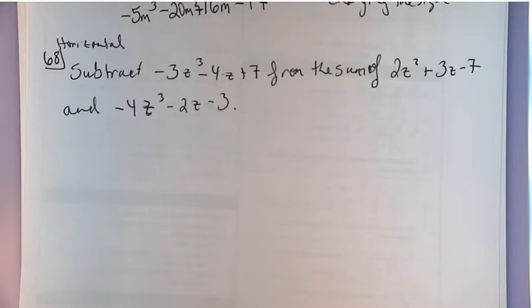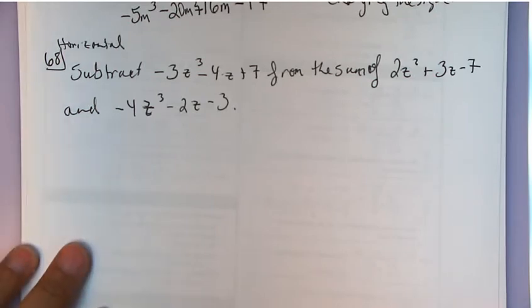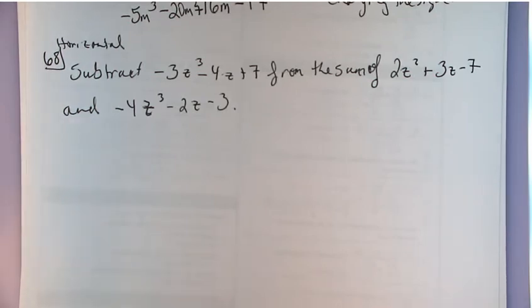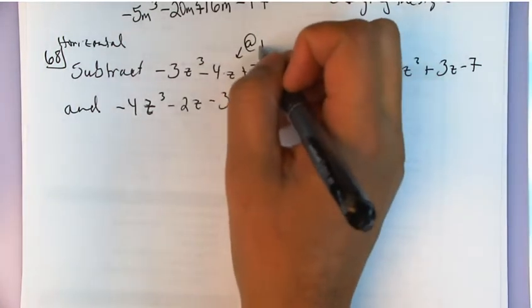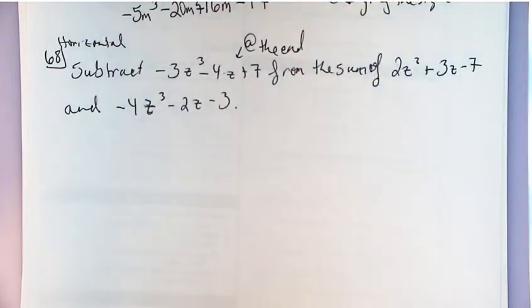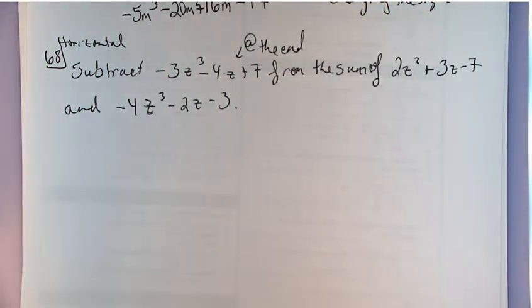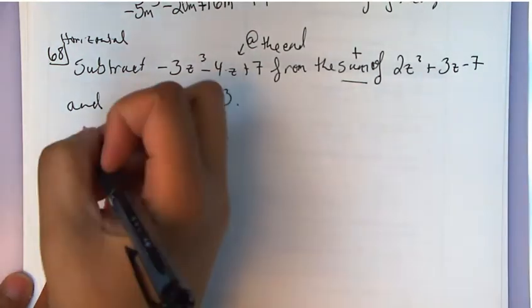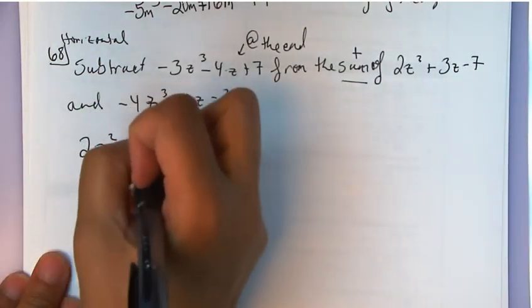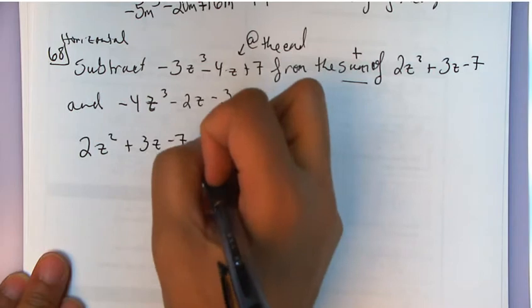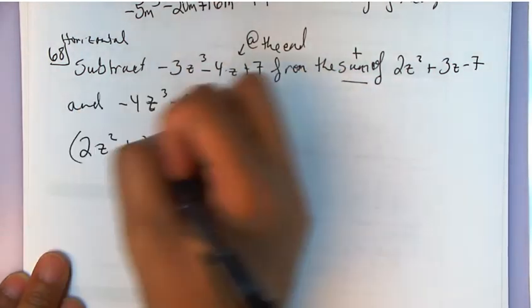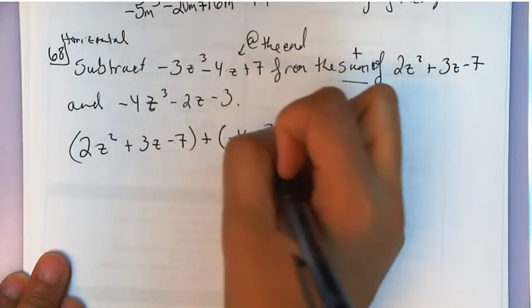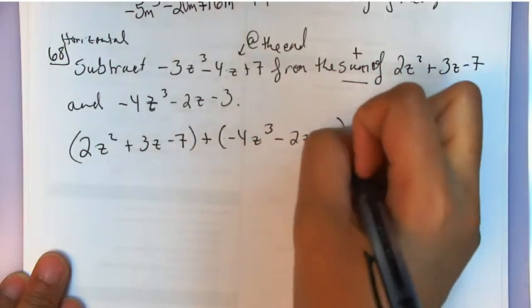Let's go to work with it. The sum. Remember it says subtract from. If I'm subtracting from, that means that this goes at the end. Because when you subtract something from something, you got to find out what am I subtracting from? What am I decreasing from? That is the sum, which means addition, of these two. So the first thing we got to do is write 2z squared plus 3z minus 7 plus a negative 4z cubed, excuse me, minus 2z minus 3.